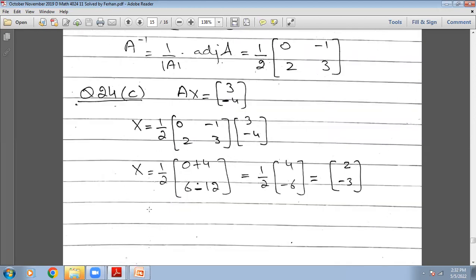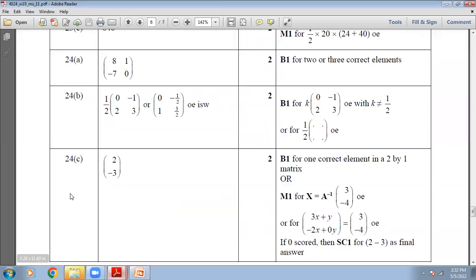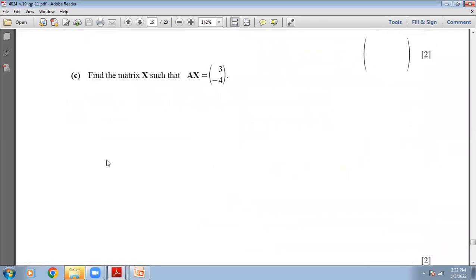Then the next question is coming up, let me show you the answer. So our answer is right, sir. Okay, so the next part coming up is: find the matrix X such that AX is equal to 3 and minus 4.